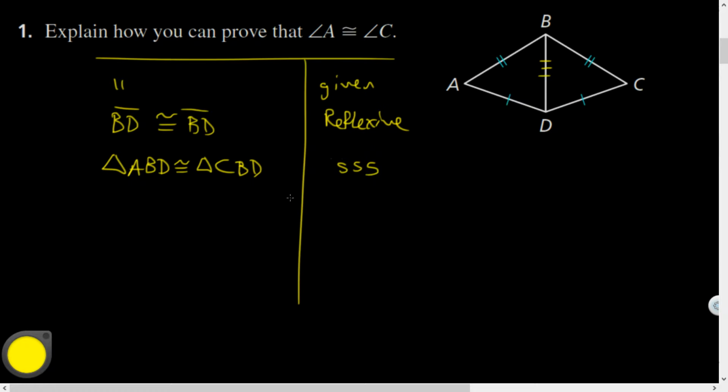Now that those triangles are congruent, does this help me prove that angle A is congruent to angle C? I believe so. Why is that true, Aiden?